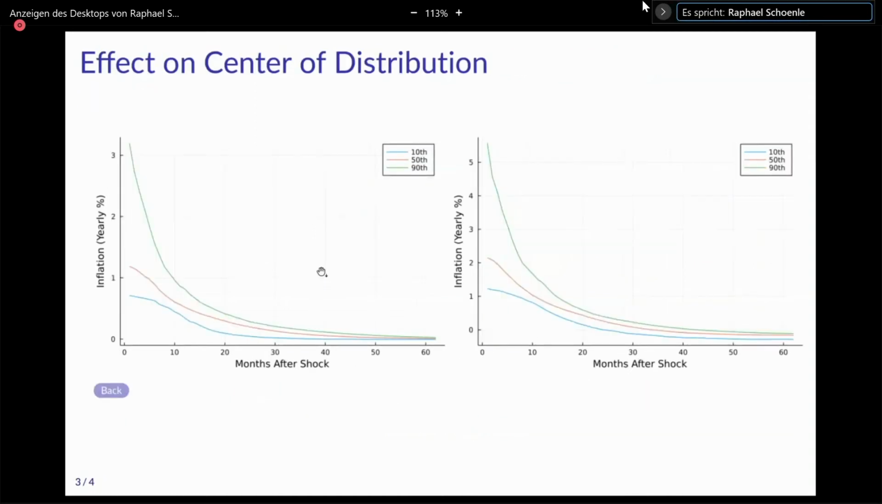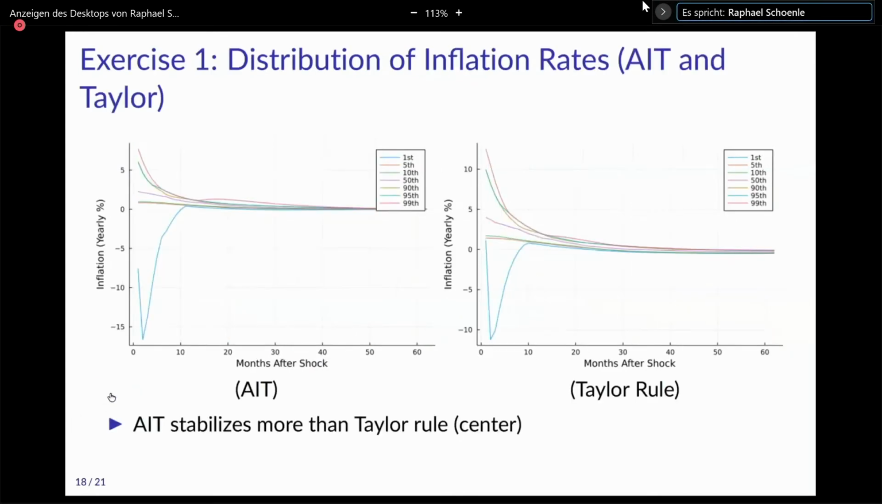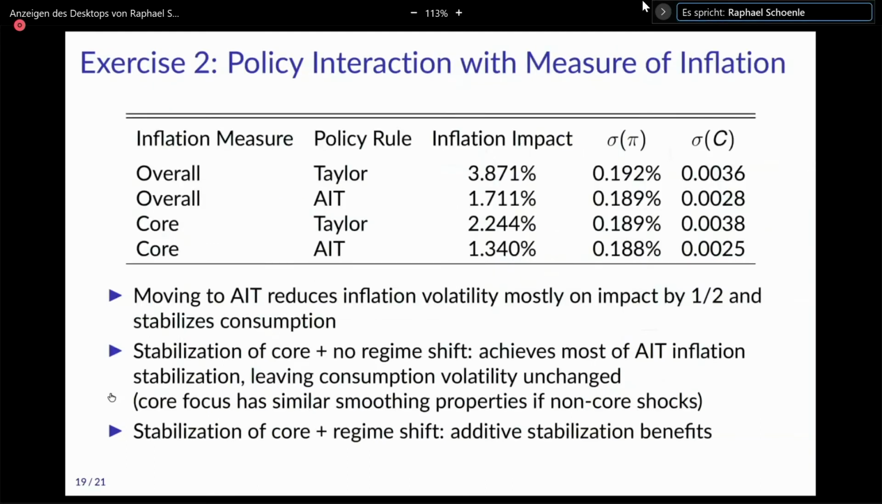You can clearly see, if you look at the more inner part of these distributions, that on the left panel compared to the right panel, average inflation targeting with the Taylor rule has a more compressed distribution in response to these shocks. Now, what gets us really excited, and this is the main result of this analysis, is that there's a very pronounced interaction between monetary policy choices and measures of aggregate inflation.